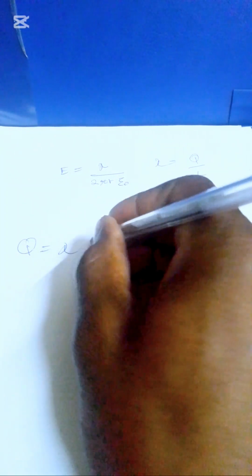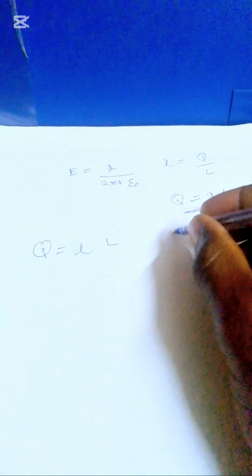And we said this, which is linear charge density, is equal to what? We said it's charge over length. So we are going to rearrange this to have charge equal to that times length. So this is the formula we use in the first question. Charge is equal to linear charge density times length.